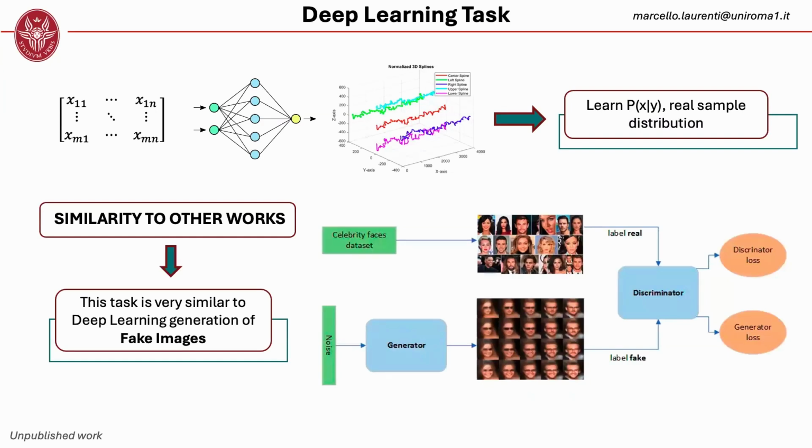To continue, our deep learning task is a generative one. What we were trying to do was generate a fake trajectory. It's a very similar task to the generation of fake images, which has already been done in the literature, but the generation of artificial trajectories has never been properly explored. There is little to no literature about it, so we have to work basically from scratch.